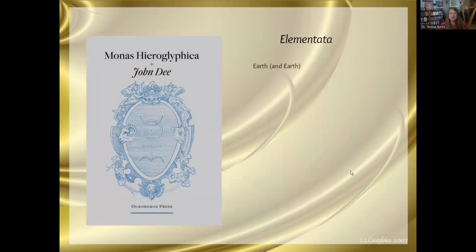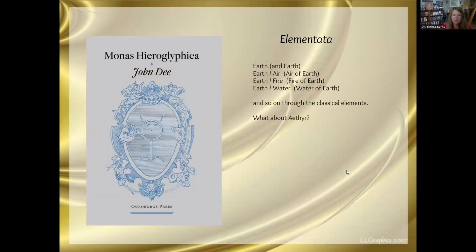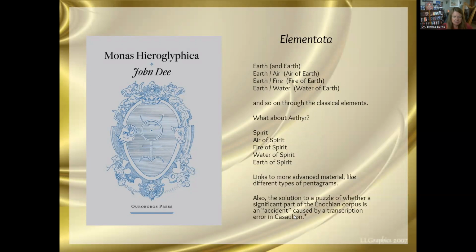Let's put the ether back in there. We saw how we had all of this. If we have the ether or spirit, let's call it that, because Dee is a Neoplatonist and a Hermeticist after all, so we're going to just call the ether spirit, what binds everything. So then you're going to get air of spirit, fire of spirit, water of spirit, earth of spirit. So you can link that to advanced material in Enochian magic if you want to, like different types of pentagrams.